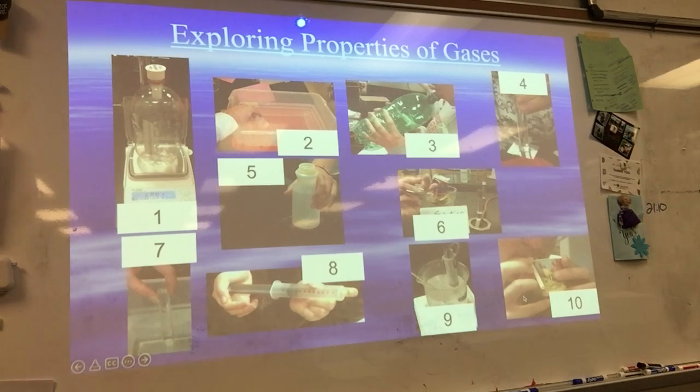You might want to label station 8 as Boyle's law. We'll talk about that later. That's one of the laws that we need to discuss. There's a mathematical relationship, but it's an inverse relationship. As volume got smaller, the pressure got bigger.